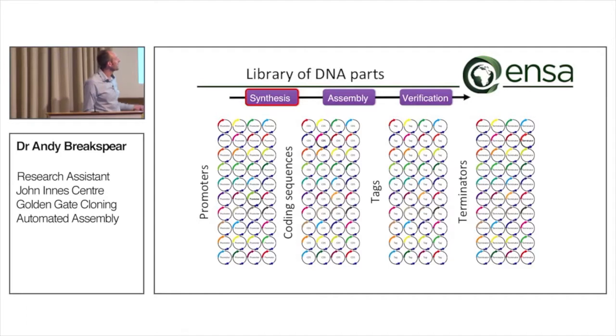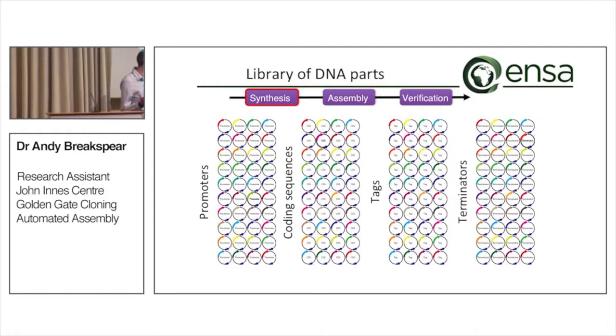So what we've got now is this really amazing collection of parts. And this is just a snapshot of the parts that we have. So we've got around 5,000 of these small DNA parts. And these can be promoters, coding sequences, tags, epitope tags, fluorescent tags, etc., and a bunch of terminators as well.